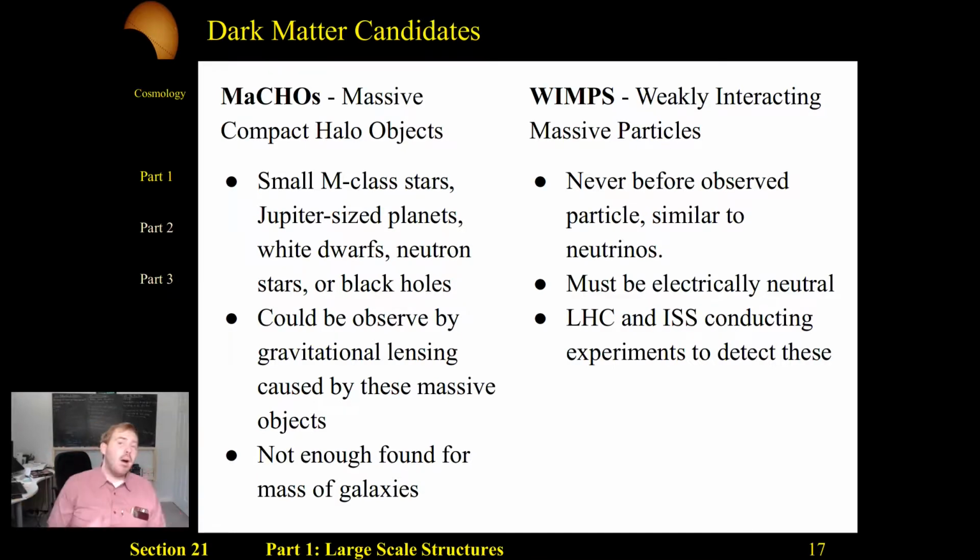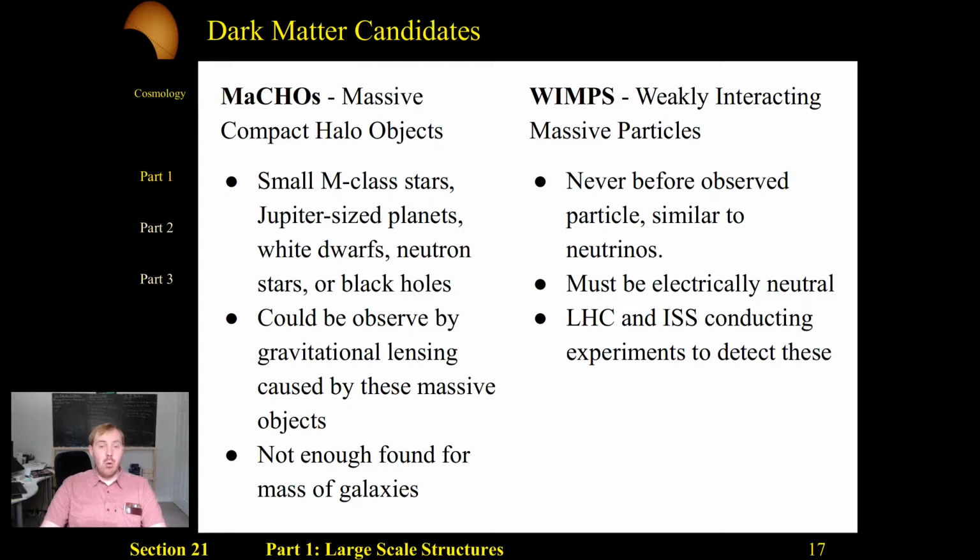The issue with MACHOs is that we just haven't found enough of these to account for the sheer mass of the galaxies that we see. So while yes, there are probably a lot of MACHO objects out there, I'll say this probably isn't all the dark matter or the biggest source of matter that we see in the galaxies. So we have another idea.